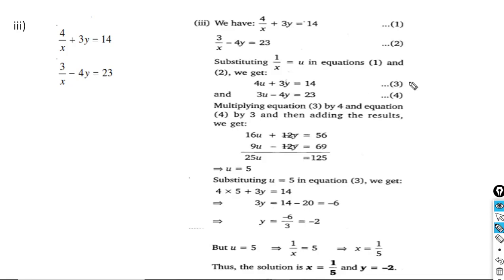In the next step, by the elimination method, we solve it: equation number 3 multiplied by 4, and equation number 4 multiplied by 3, and by adding this you get u as 5. Substituting u in equation number 3, you get the value of y as minus 2, and the value of x is equal to 1 by 5. Again, substituting the values in the given problem.